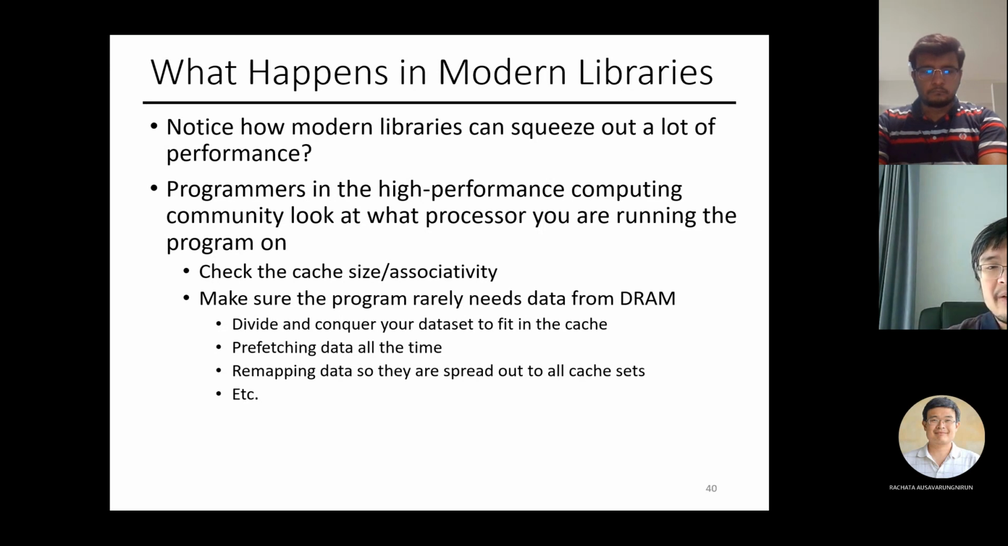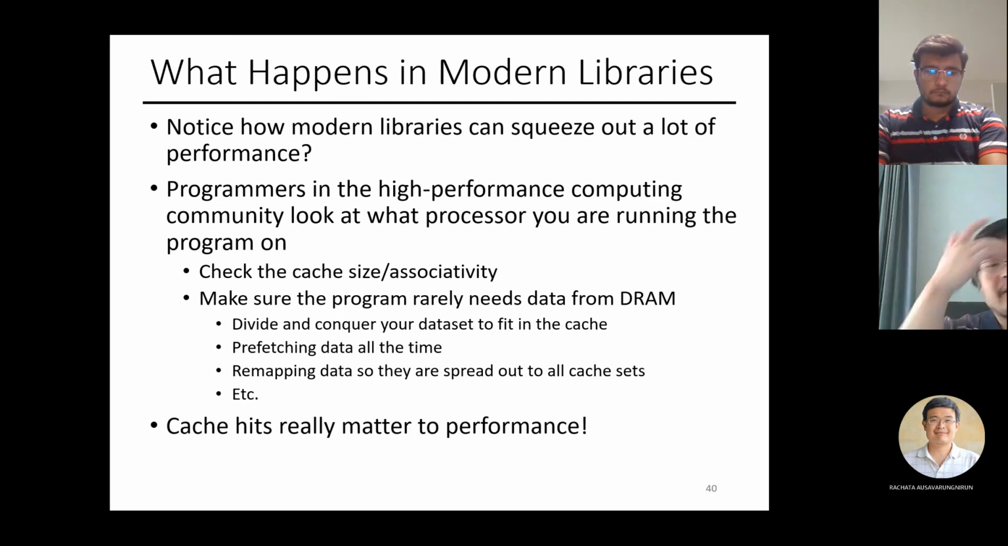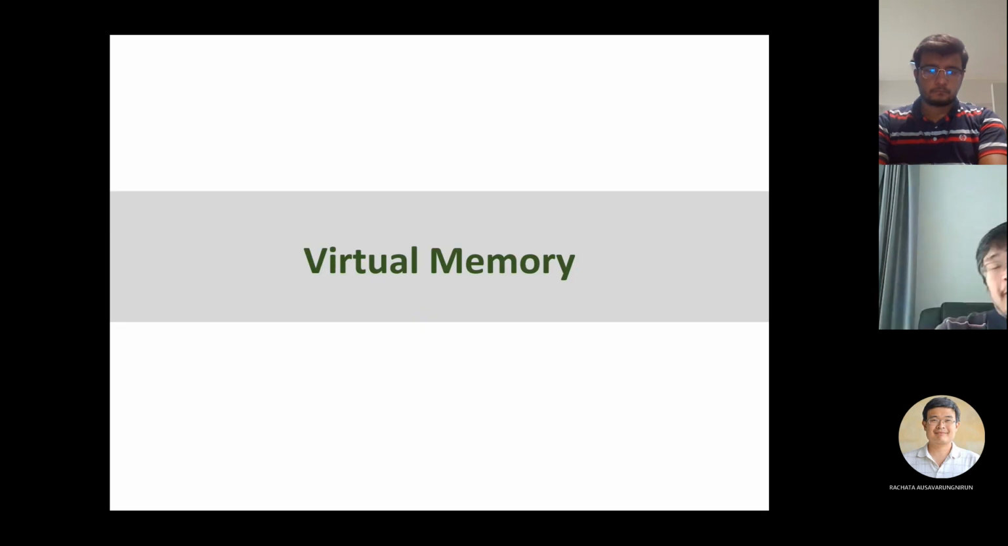You can remap the data so that you spread it out across all the cache sets so that they don't conflict in the same set over and over and over, because cache hits really matter. Cache hits really matter for performance. A lot of applications require a good hit rate. That's it for the caching part.